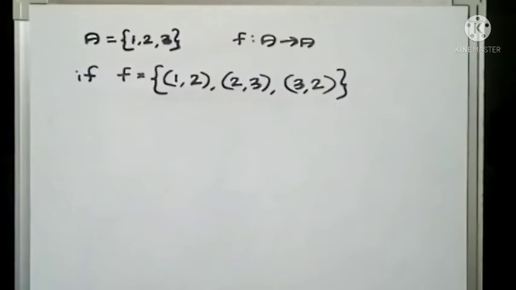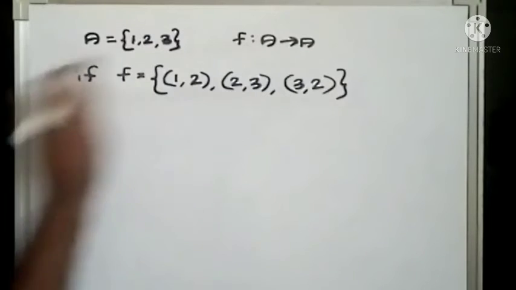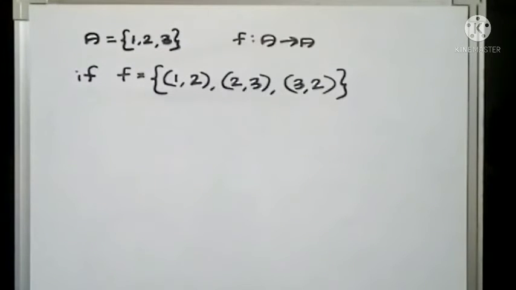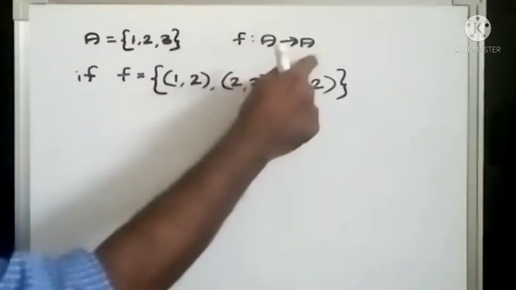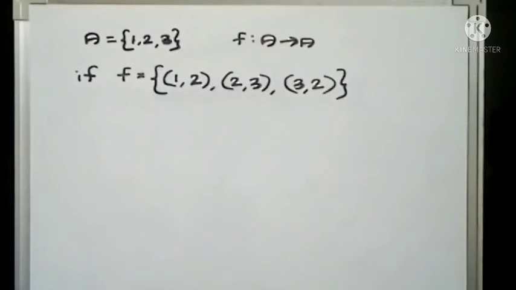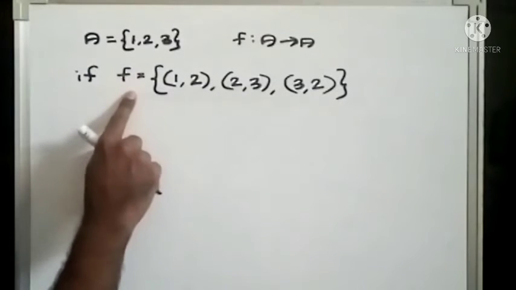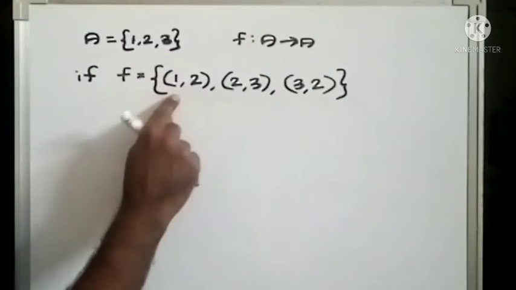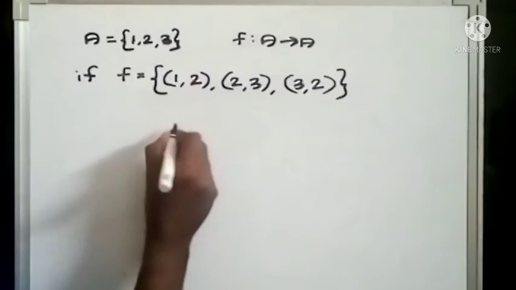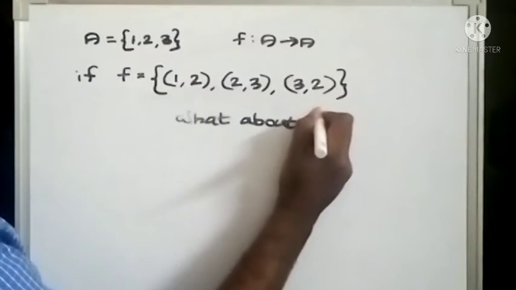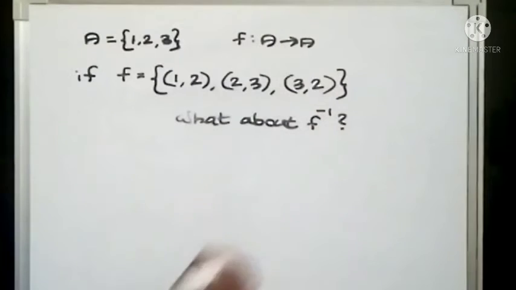Now consider this problem. A equal to the set {1, 2, 3}, the same set we have taken in the previous problem. And F is defined from A to A, such that F equals {(1, 2), (2, 3), (3, 2)}. What can you say about F inverse? What is your opinion about F inverse?